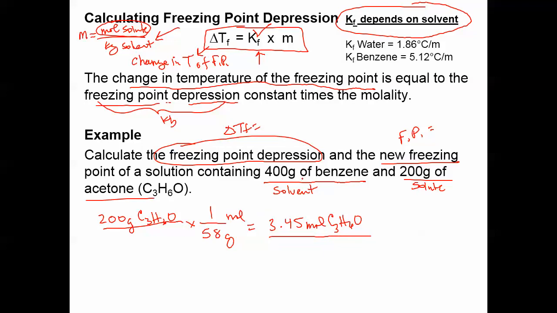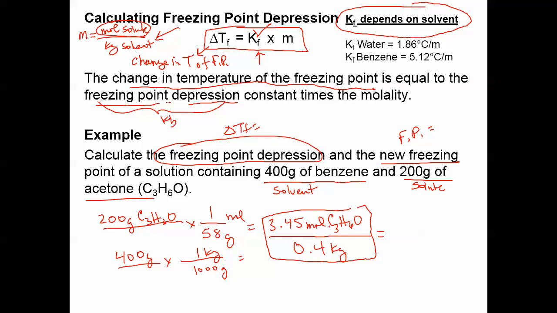And then my solvent, again, is the larger number, 400 grams of benzene. And you probably can do this in your head, but again, I'll do it just for the heck of it. 1,000 grams equals 1 kilogram. So we're going to move the decimal point, and we get 0.4 kilograms of benzene, my solvent in this case. So I can get my molality from this right here. There's my moles of solute over my kilograms of solvent. 3.45 divided by 0.4 gives me 8.63, and that's molal.